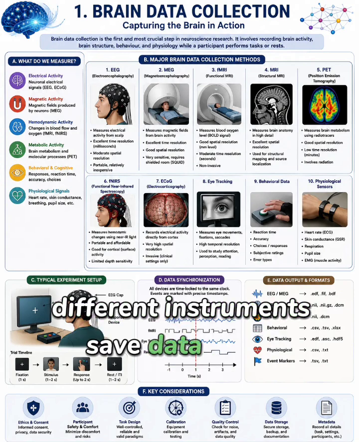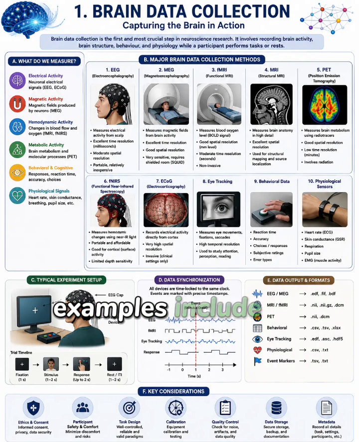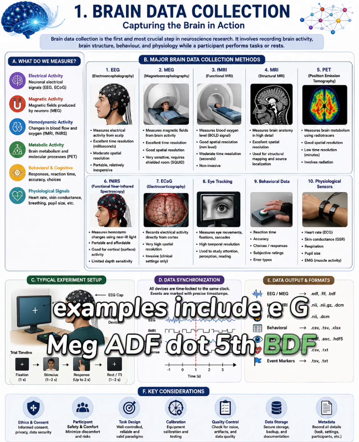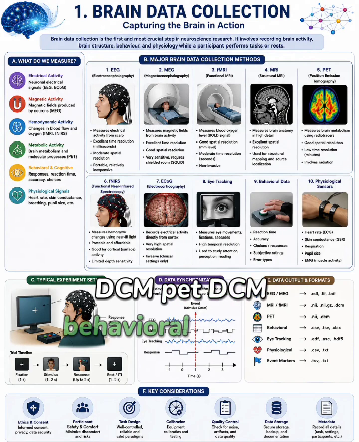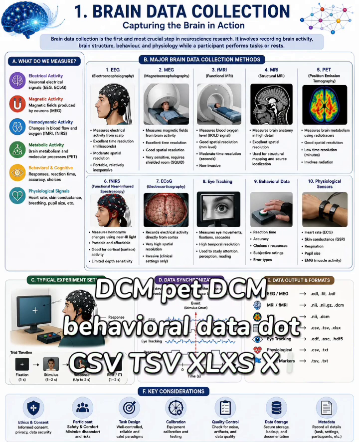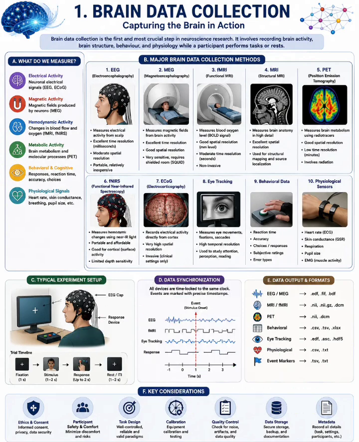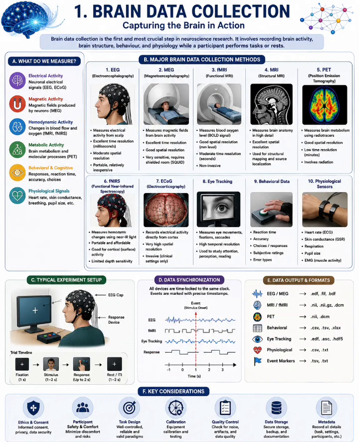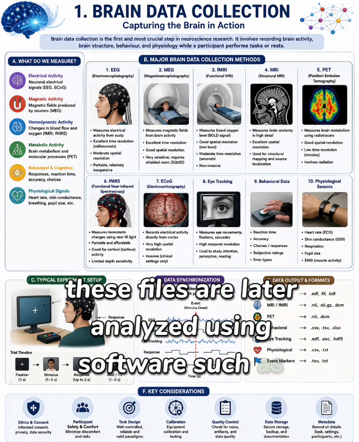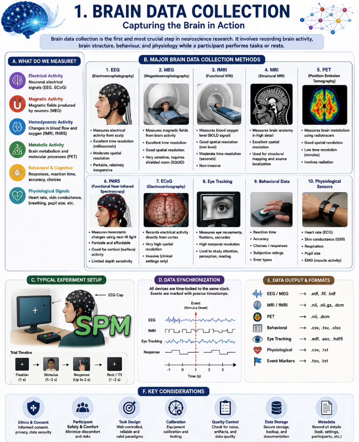Different instruments save data using different file formats. Examples include EEG and MEG: EDF, FIF, BDF; MRI and fMRI: NII.GZ, DCM; PET: DCM; behavioral data: CSV, TSV, XLSX; eye tracking: EDF, ASC, HDF5; physiological data: CSV, TXT; event markers: TSV, TXT. These files are later analyzed using software such as MATLAB, Python, EEGLAB, Brainstorm, SPM, and FieldTrip.